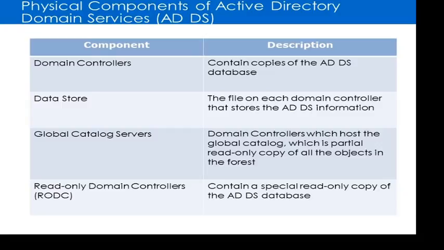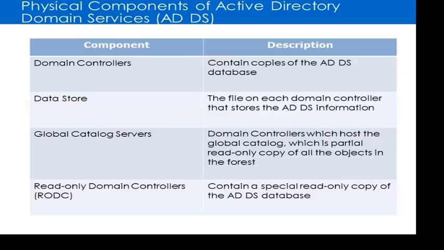The data store, as I just mentioned a moment ago when we talked about partition, is the physical file, the actual file you will find on the domain controller that stores that database. It stores all the objects, all the Active Directory Domain Services information. Then there are global catalog servers, which we're going to see in just a moment when we go through the wizard. We'll see the option for these last two, global catalog and read-only domain controllers.